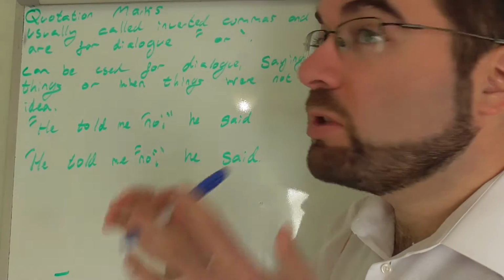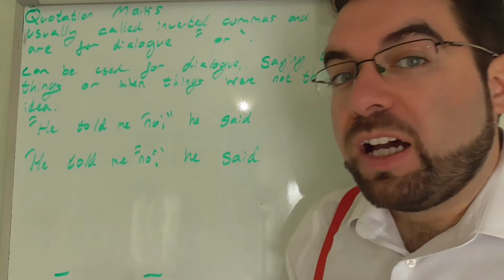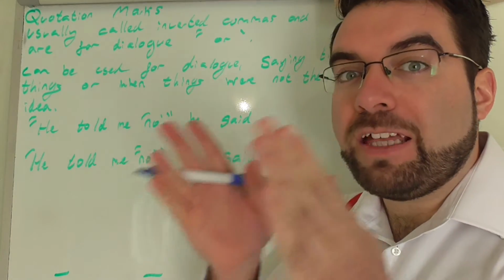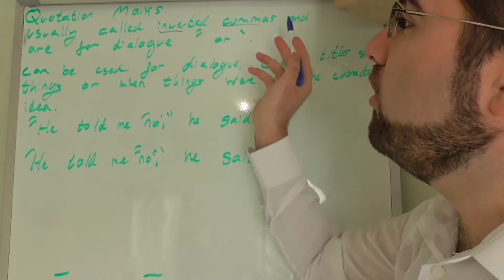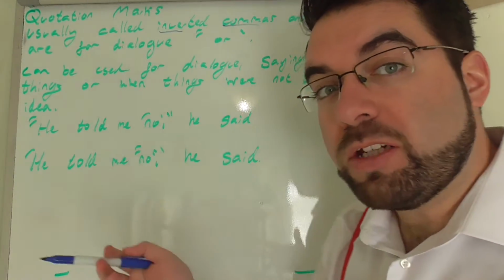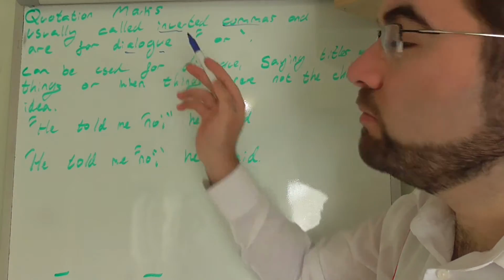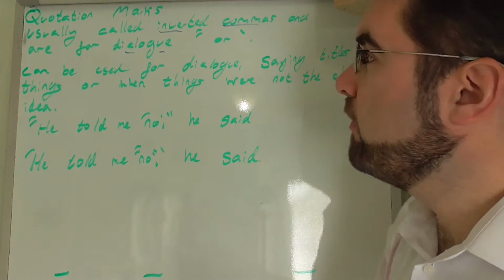Okay, so let's look at quotation marks. When someone's talking, what's called dialogue, we use quotation marks to show that this is what they're saying. They're usually called inverted commas, and are usually for dialogue, when characters speak, when they say things in the story.